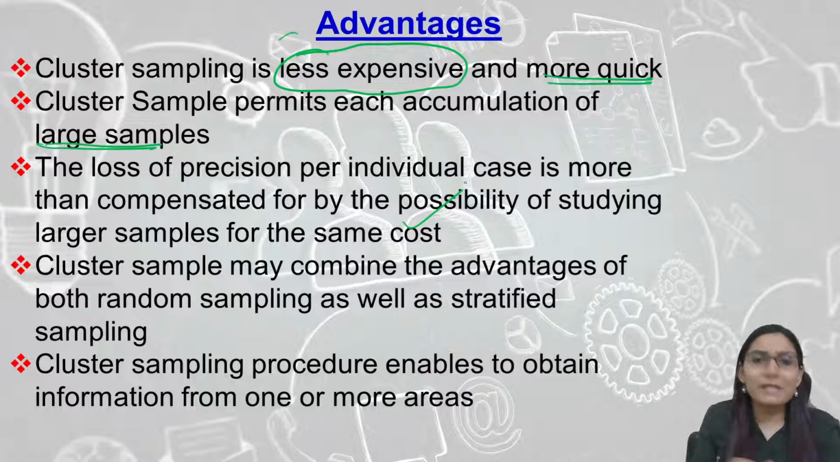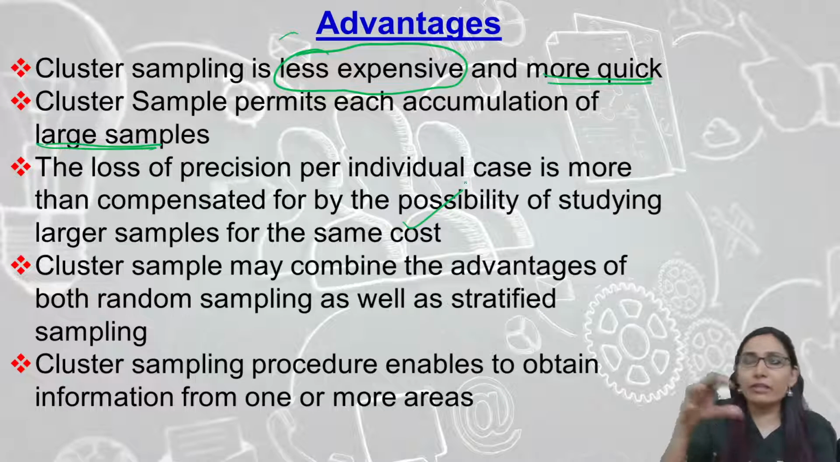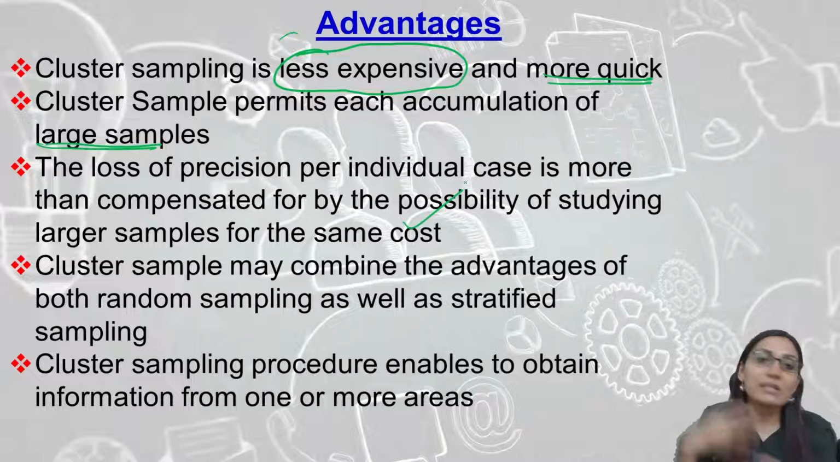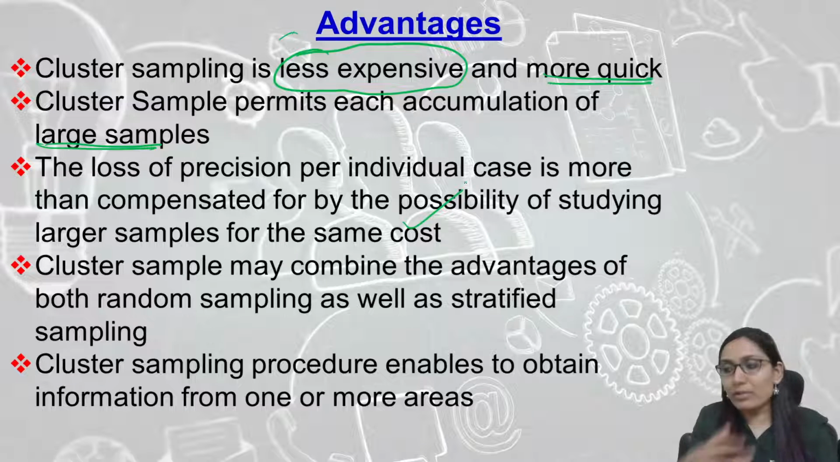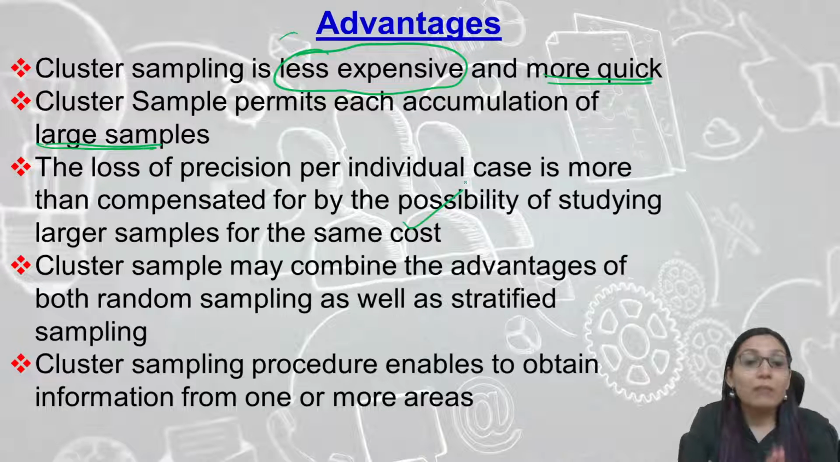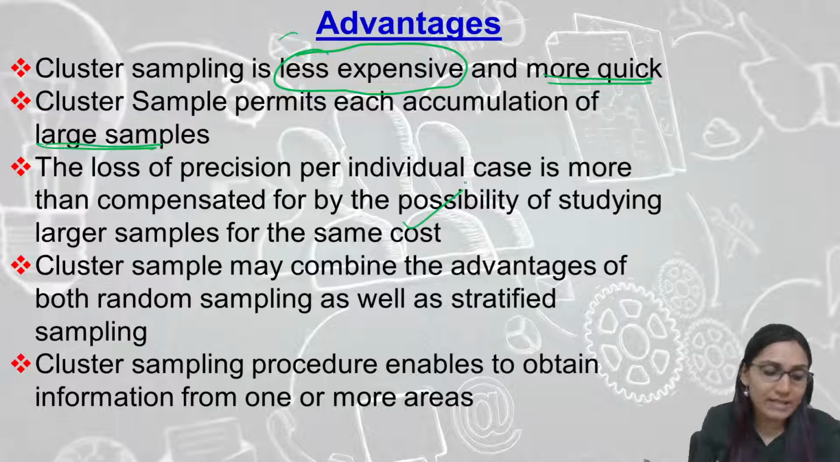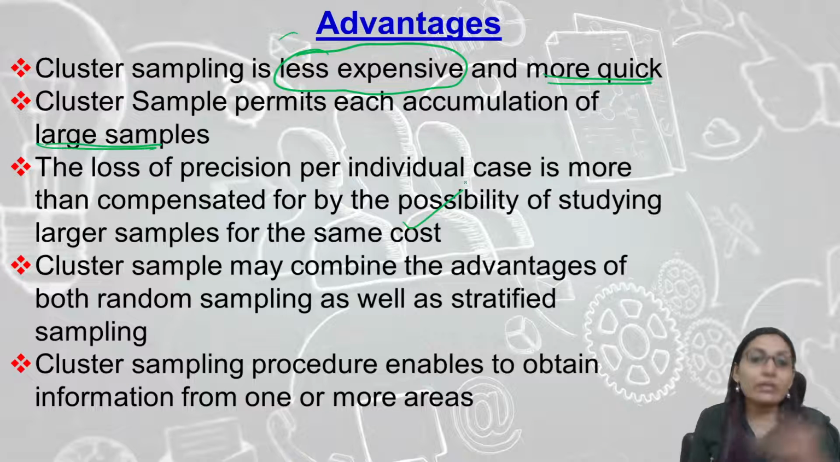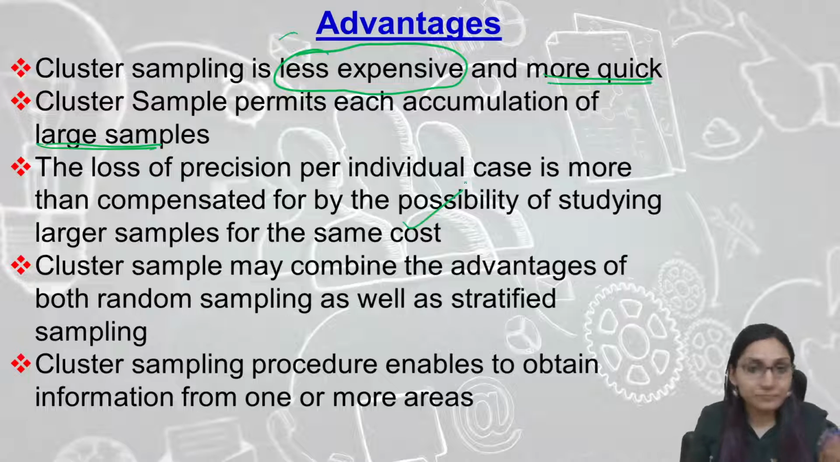That means the loss of precision per individual case. If you take individual samples, the precision is more. So when you take larger groups, the precision is less. But how is this loss of precision compensated? It is compensated by the possibility of studying larger samples for the same course. So larger samples are studied on the same course, and the loss of precision is compensated.